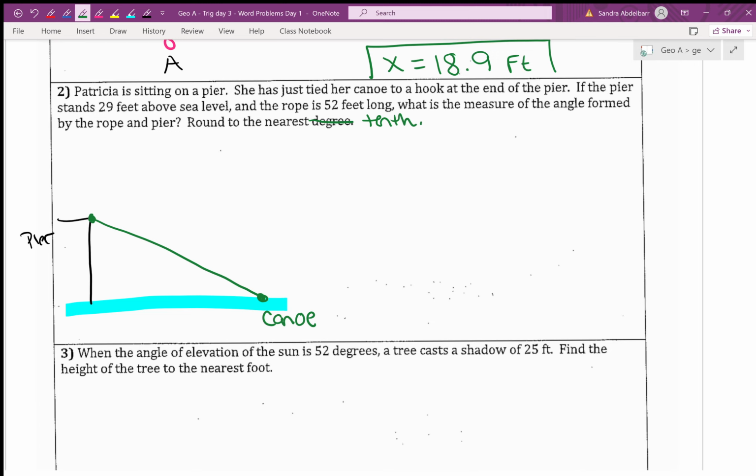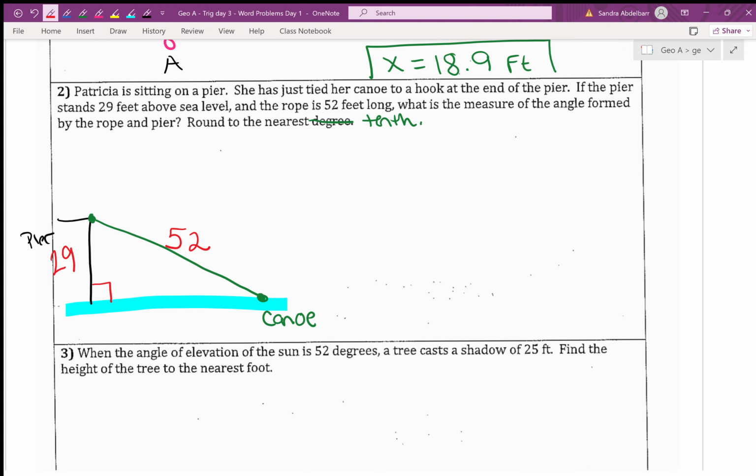If the pier stands 29 feet above sea level, what is that telling us? The height of the pier is 29. Do we also agree the pier should be making a right angle with the water? And the rope is 52 feet long. Where should I label that 52? Good. The hypotenuse should be 52.